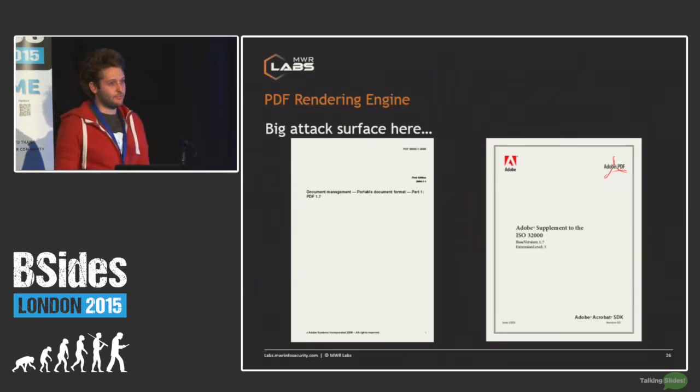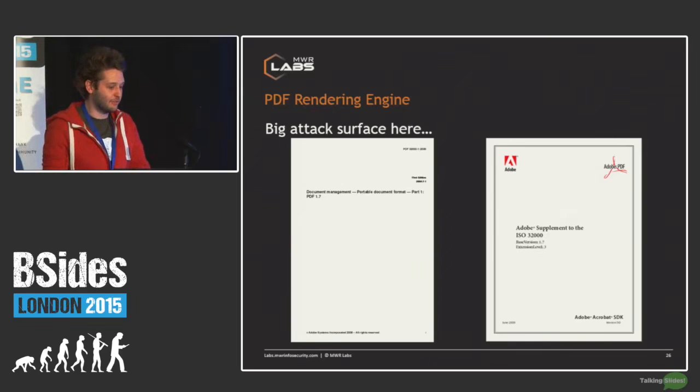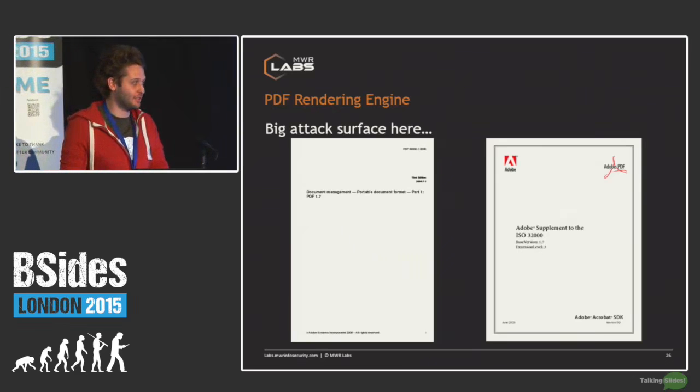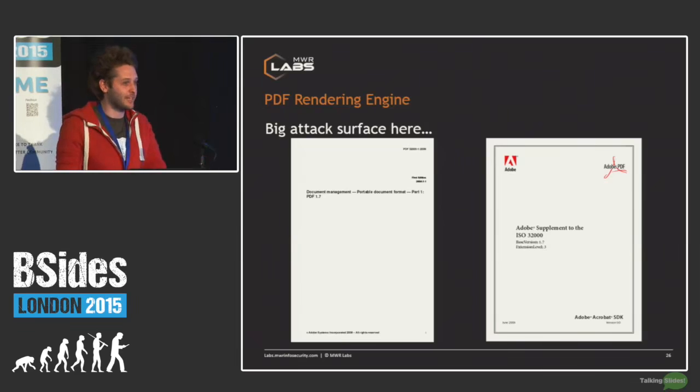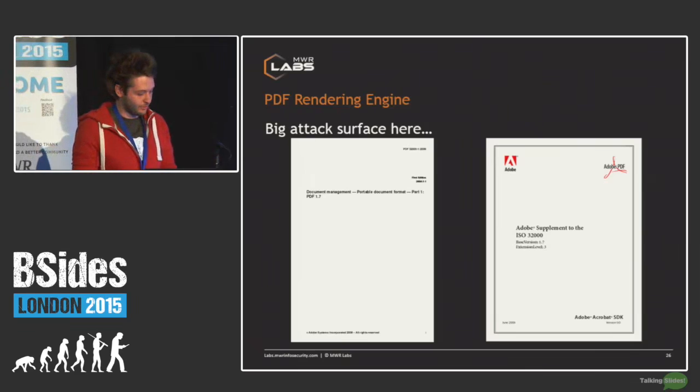So, as Dave said, we started looking at Reader, mostly for Pwn2Own, and a lot of our efforts for that were looking at the JavaScript. But over the last couple of weeks, we decided we'd have a look at the rendering engine, because this is a huge attack surface. The PDF specification, for example, runs to 740-odd pages, and there's an Adobe supplement to that, which is another 140-odd pages.